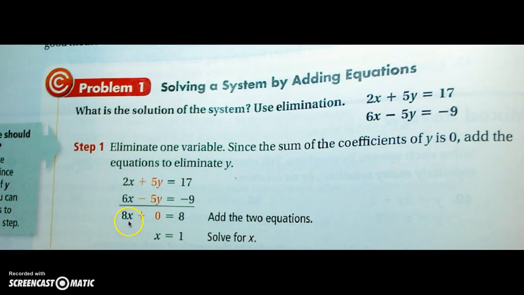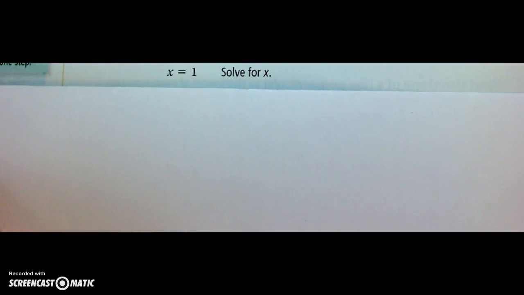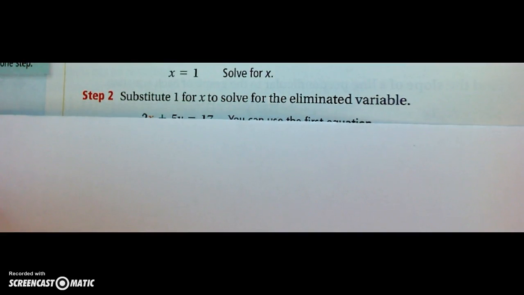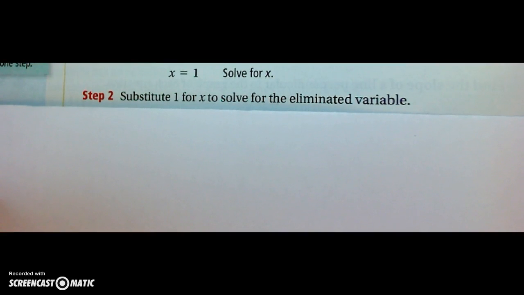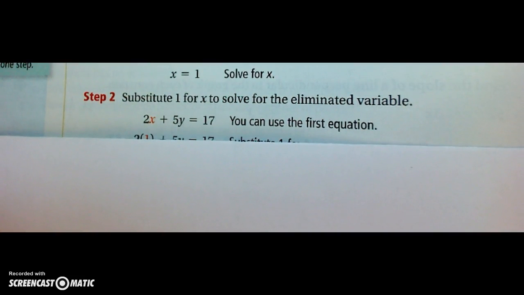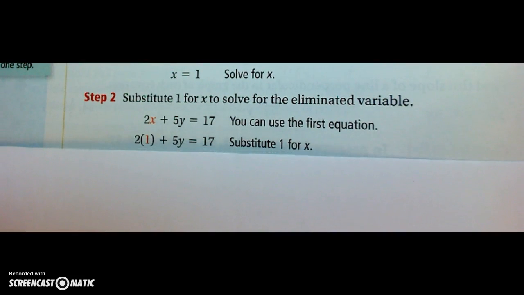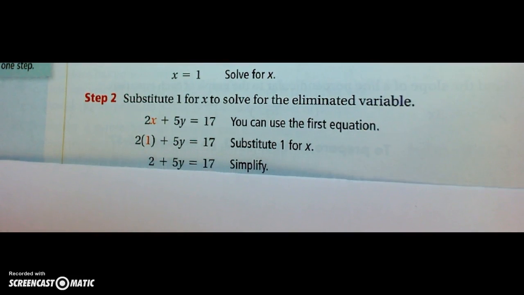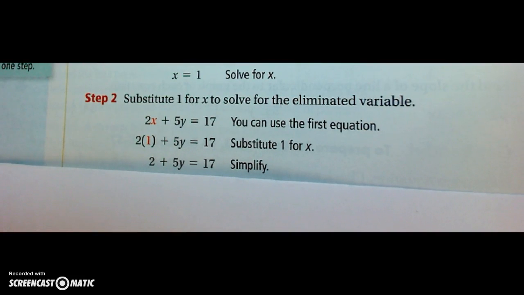So our next algebra step is to divide both sides of the equation by 8. So now x is all by itself and is equal to 1. So in our ordered pair, x is 1. So x is equal to 1. So now we need to substitute 1 for x to solve for the eliminated variable. So we pick our equation and we put 1 in for x. We substitute it in. And we do our order of operations.